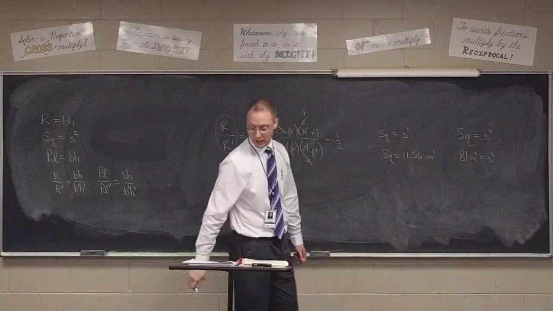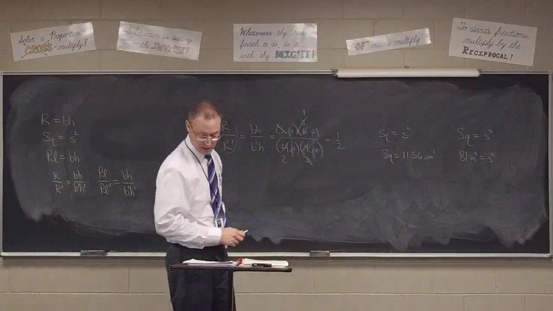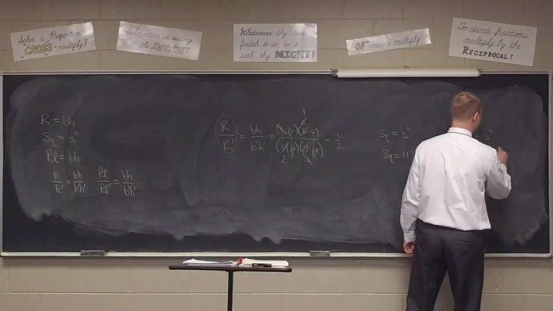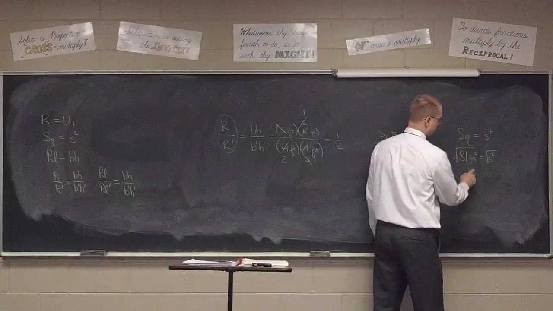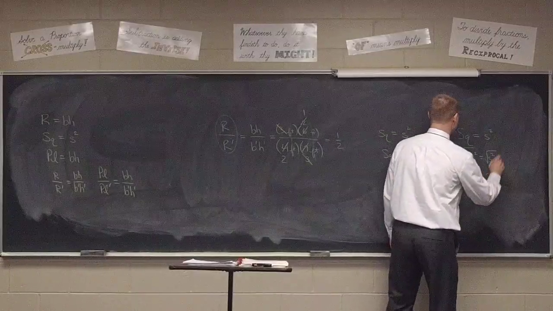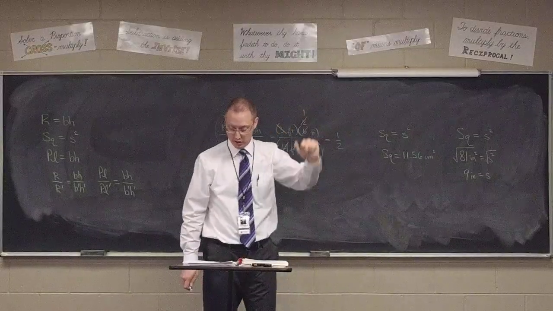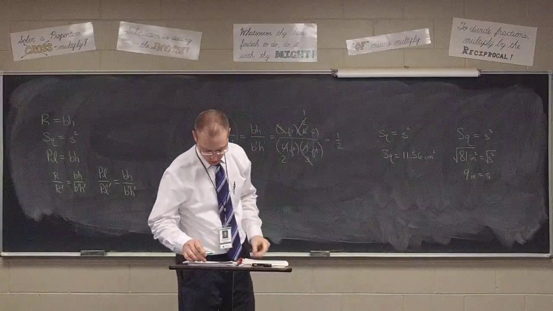So to find the length of a side, what are we going to need to do? Take the square root. And when we take the square root, what do we get, Jamie? 9 inches equals S. How many had a side of 9 inches on this one? Questions on that one? Let's go to number 6.